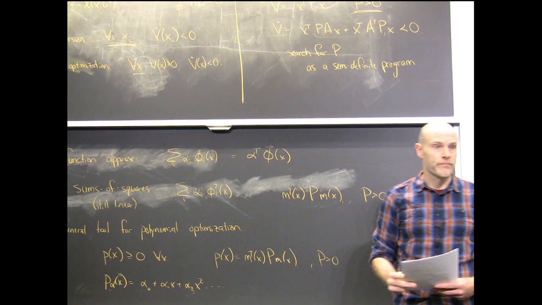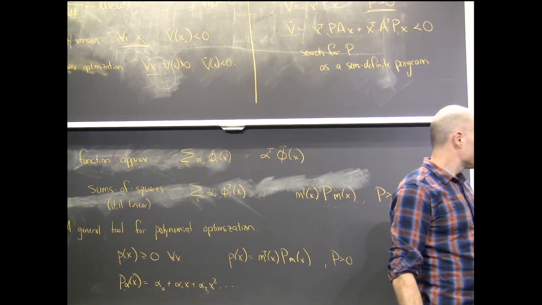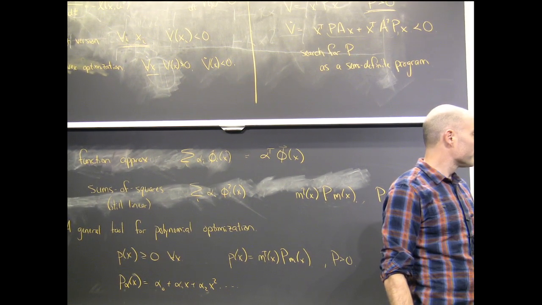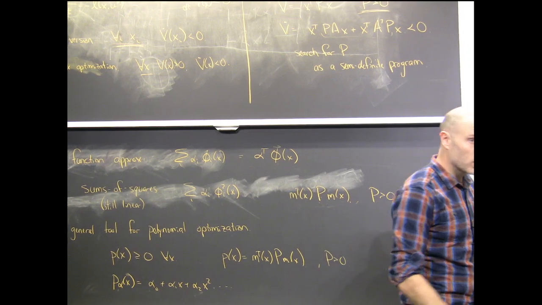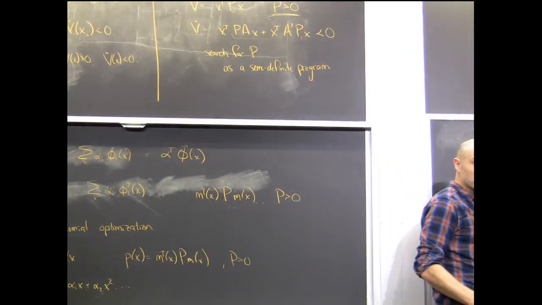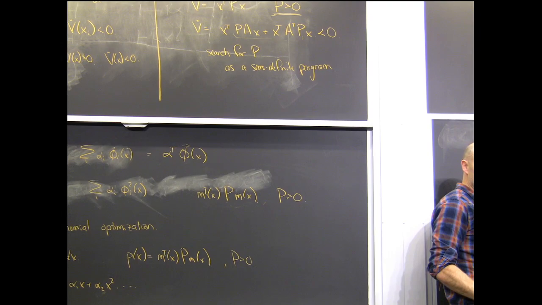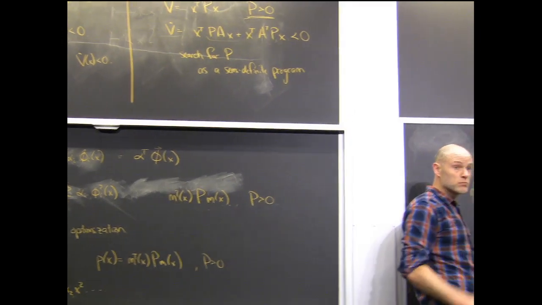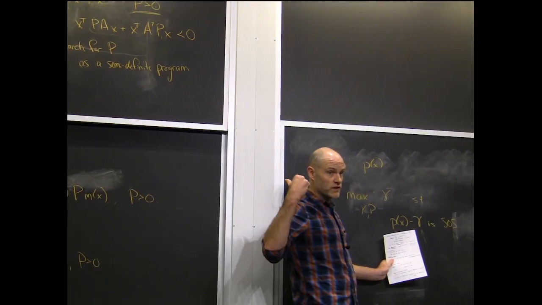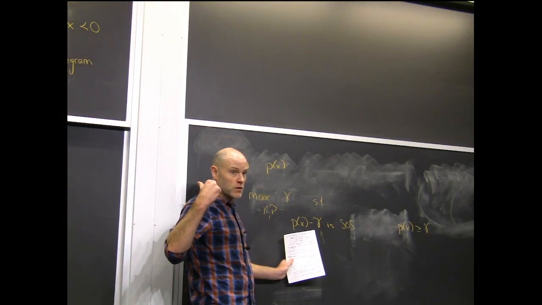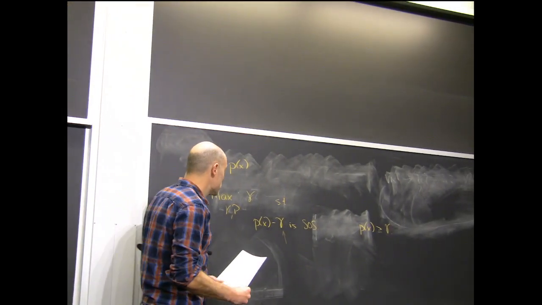Yes? How could you do p of x minus gamma is a sum of squares? What would that equation look like? How would I actually write that in the code? It doesn't look quite like that. Subtracted versus multiplied, I don't see how one could rewrite it as a sum of squares.